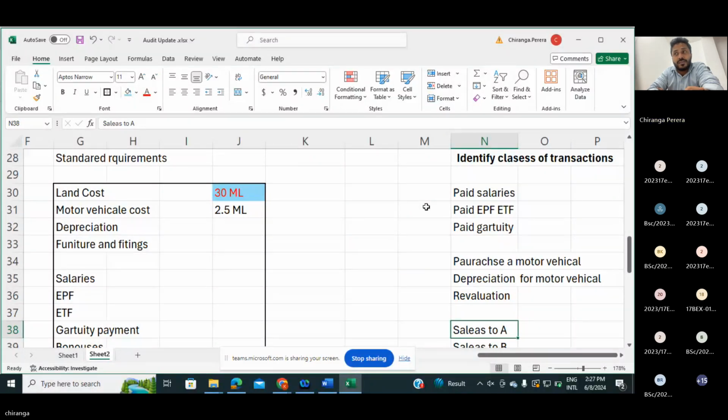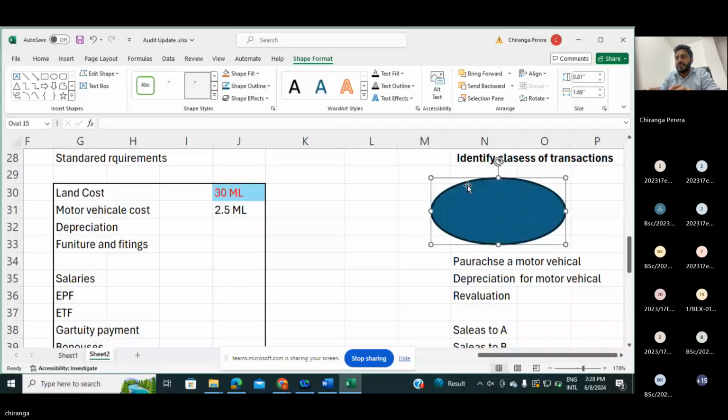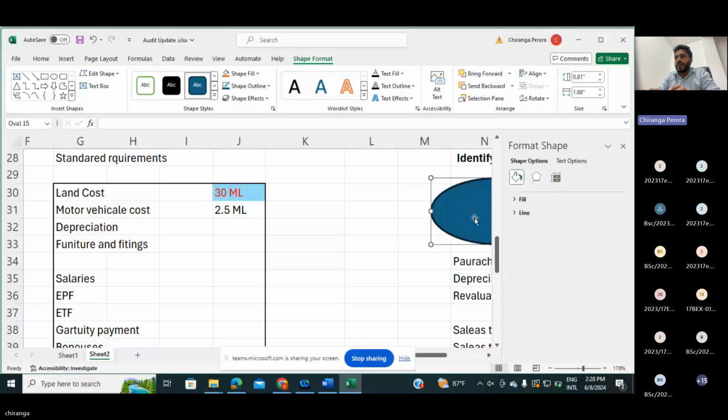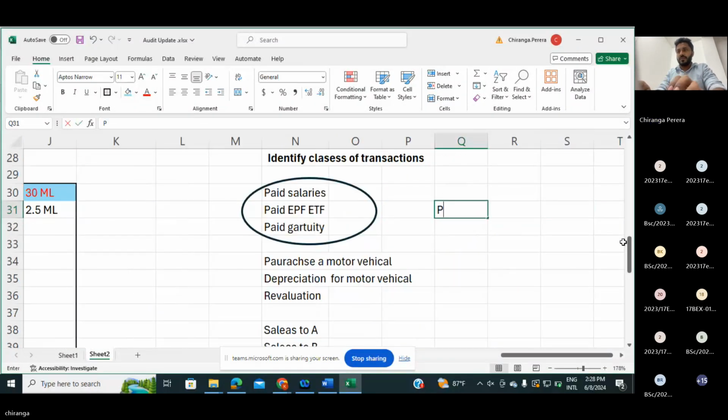characteristics of the transactions. So you can say paid salaries, paid EPF, paid gratuity. You can see some similarity, right? It's relating to payments to staff, salary related, employee related things, right? Those first 3. So what we can do is identify that as a separate class. What is that class? We can say that as payroll.